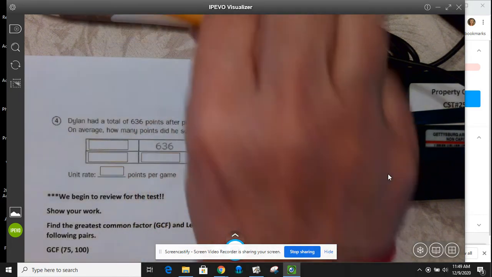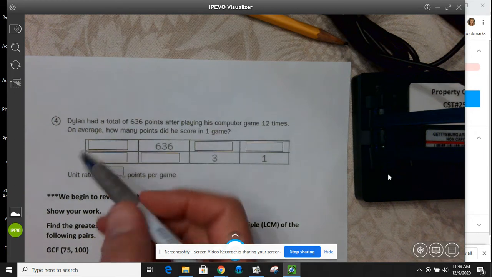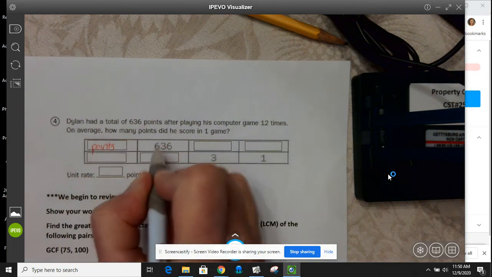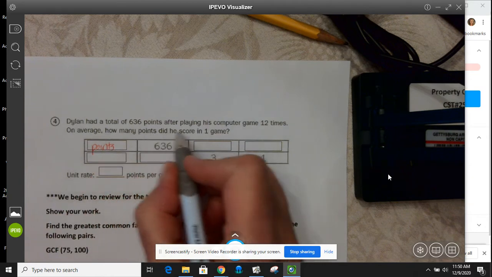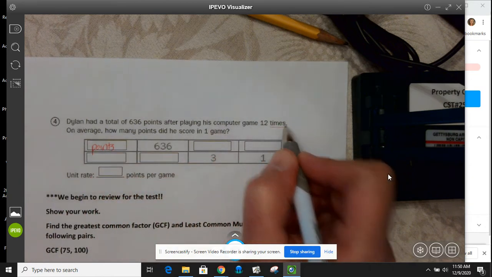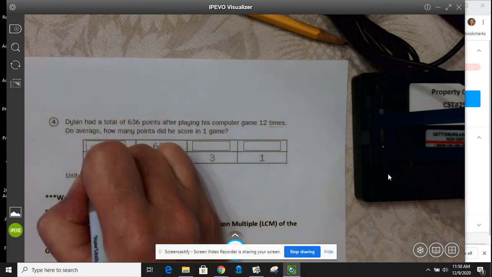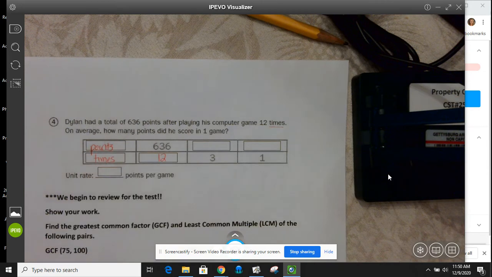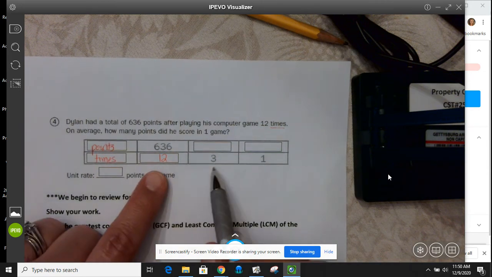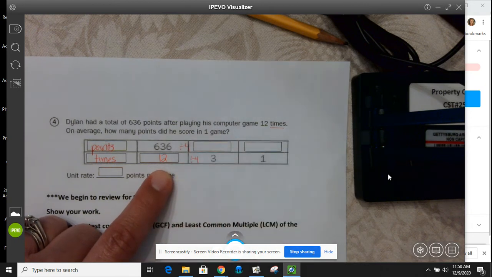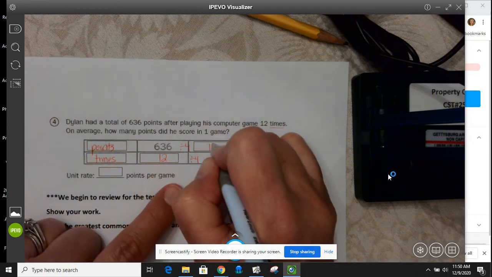So Dylan had a total of 636 points. So points would be first on this, because it matches the 636 after playing this computer game 12 times. So it would be 636 to 12, how many times he played it. And you would solve, what do you do with 12 to get your 3? You would divide by 4. So you would take 636 divided by 4, and you would get 159.